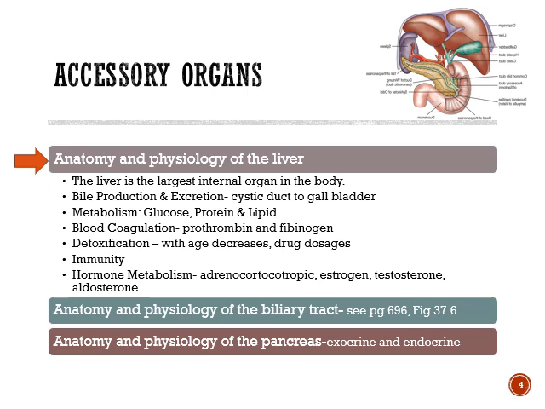With age, it decreases, so some dosages may be inadequate. You might have to change those. Immunity: antibodies and other substances that help resist infection are produced in the liver. Hormone metabolism: estrogen, adrenocorticoids, testosterone, and aldosterone. If these hormones are not metabolized, they accumulate, causing exaggerated effects on their target organs.